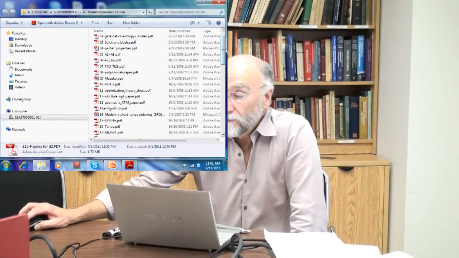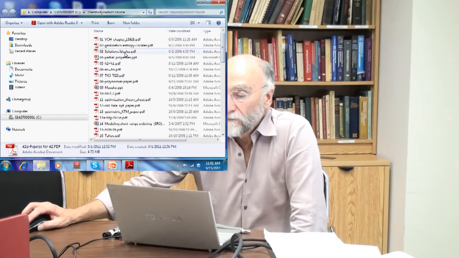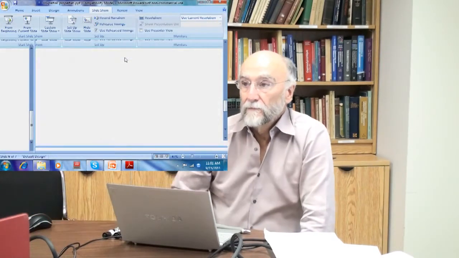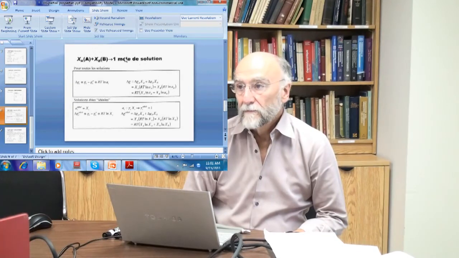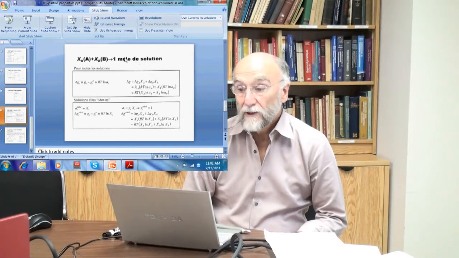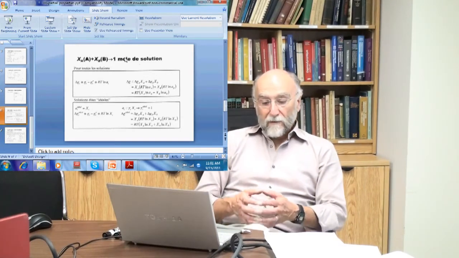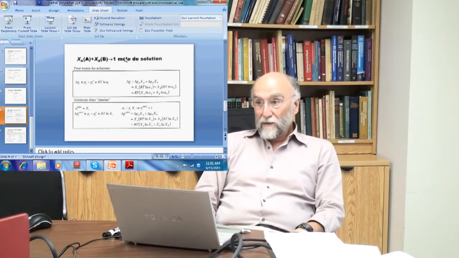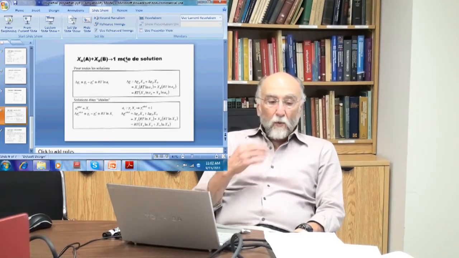If you have to show the solution has a negative or positive deviation from ideality, we should look for G excess. G excess is the only one. If G excess is negative, you have negative deviations from ideality. You cannot discuss it based on delta H.